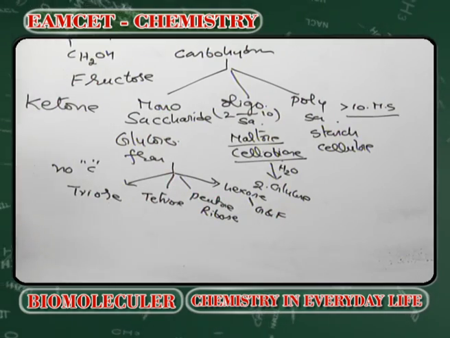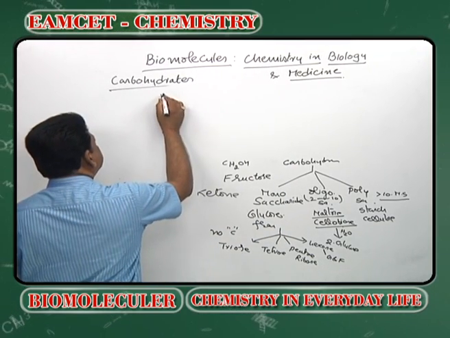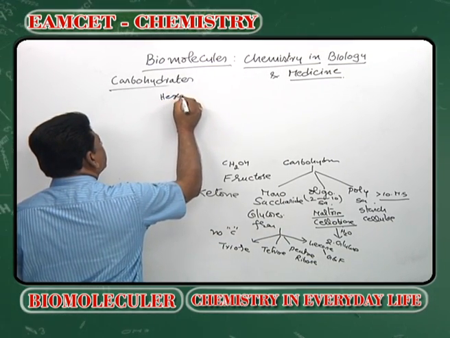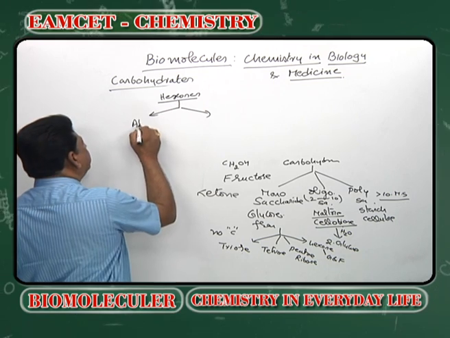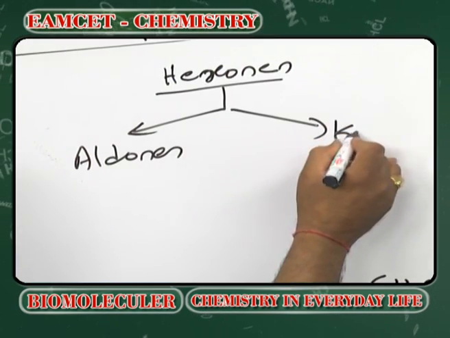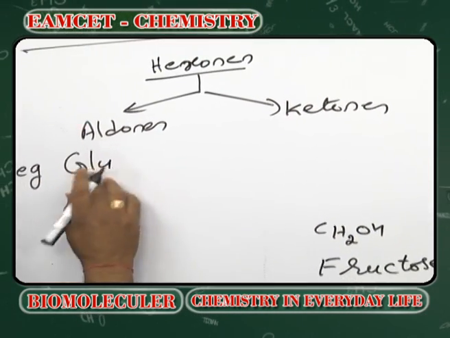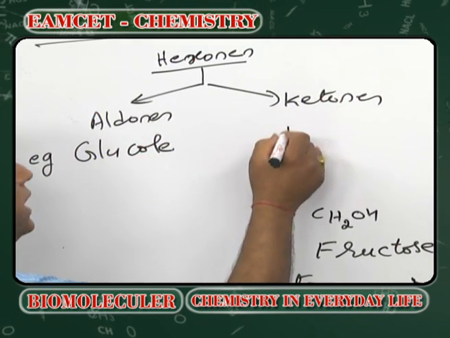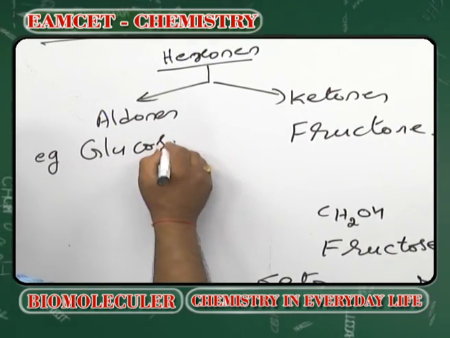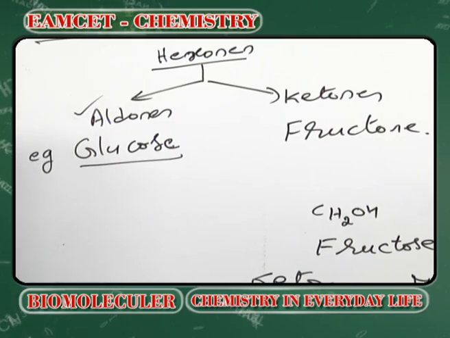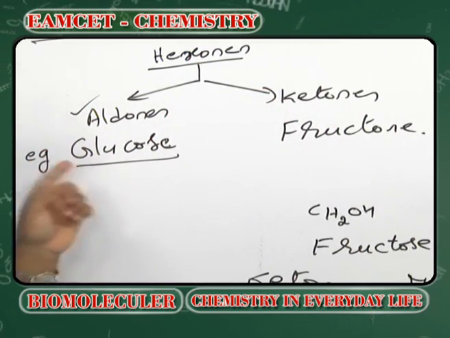The hexoses also have further classification: they are divided into aldoses and ketoses. Aldoses, glucose is the example. Ketoses, fructose is the example. Glucose is an aldose because it has an aldehyde function. This classification is based on the nature of the carbonyl function.